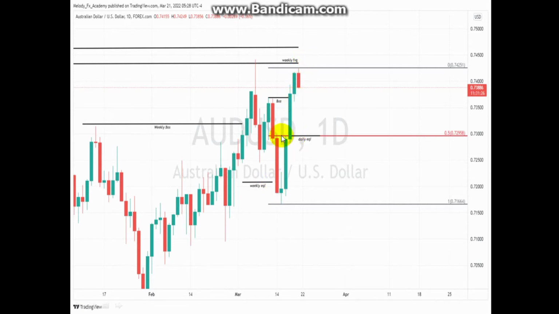There might likely be no retracement, and price might just take out this old high on the daily time frame. This is our next draw on liquidity.